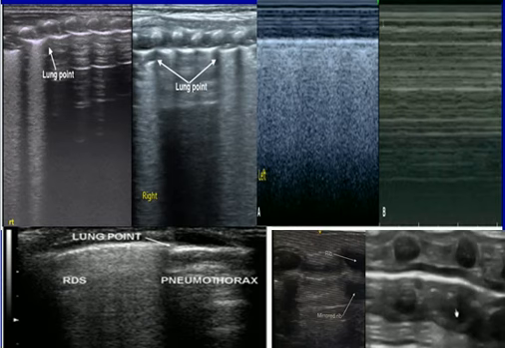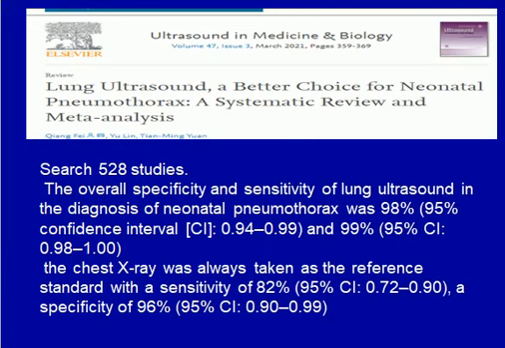We'll talk about the specificity and sensitivity of lung ultrasound. This is a systematic review and meta-analysis published in March 2021, reviewing 528 studies. Overall, the sensitivity and specificity of lung ultrasound in diagnosis of pneumothorax are 98% and 99%, in comparison to X-ray as the reference with sensitivity 82 and specificity 99.